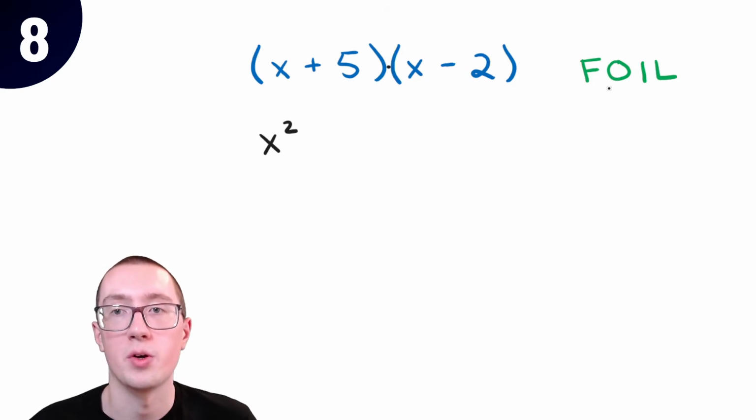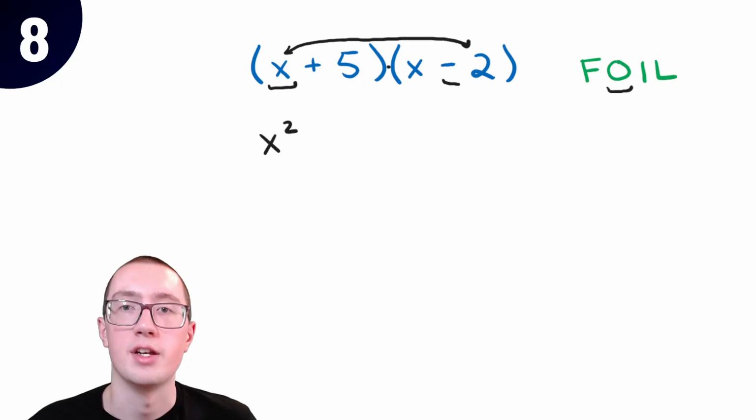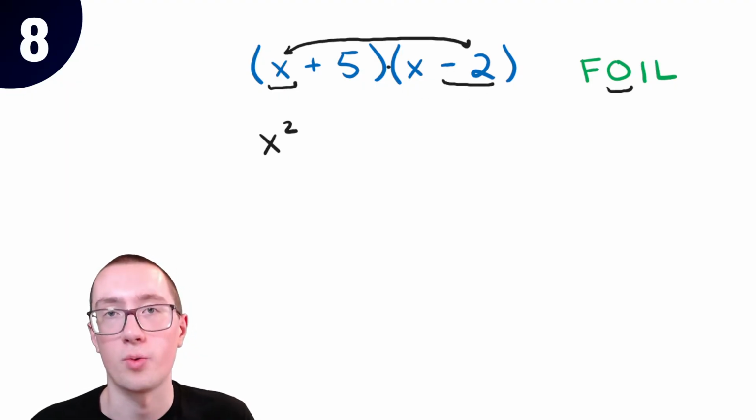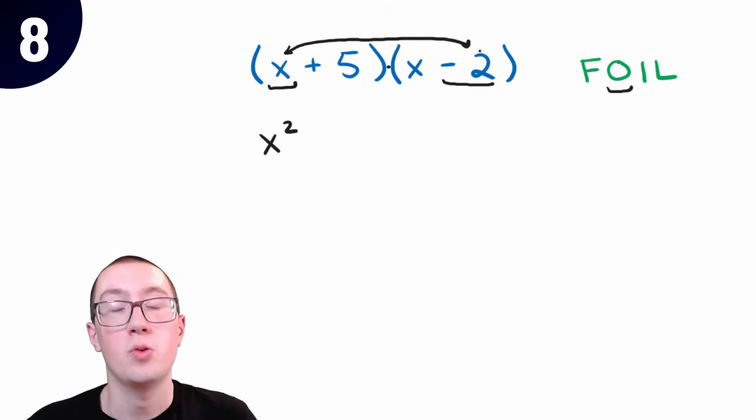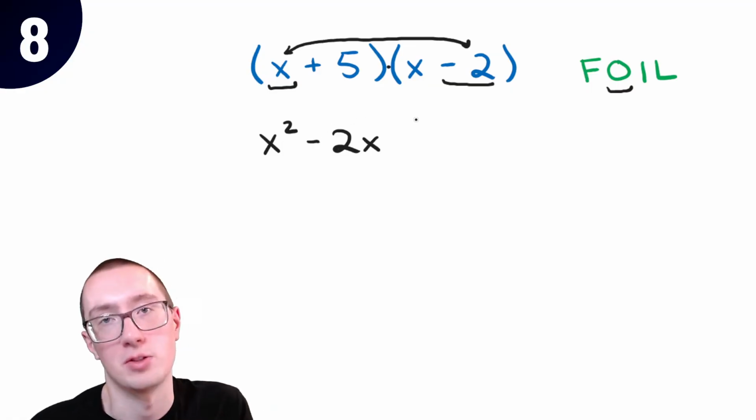The next step in FOIL is O, which stands for outer. So we need to multiply the outer parts together. And in this case, that's x times -2. Remember, minus signs always stay. So x times -2, well, you can't multiply a letter and a number, so it's just going to stay as -2 times x. And in algebra, we usually put the number before the letter. It would be kind of weird to say x times -2.